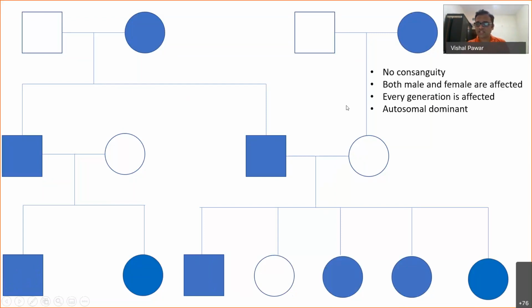So there was no consanguinity. Both male and female are affected, and every generation is affected. So it looks like an autosomal dominant inheritance of this particular problem.